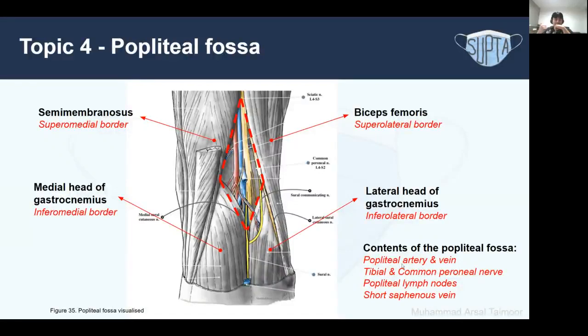Contents are very self-explanatory: popliteal artery, vein, tibial and common peroneal nerve because of the sciatic nerve. Remember, we talked about that. Popliteal lymph nodes and the short saphenous vein.